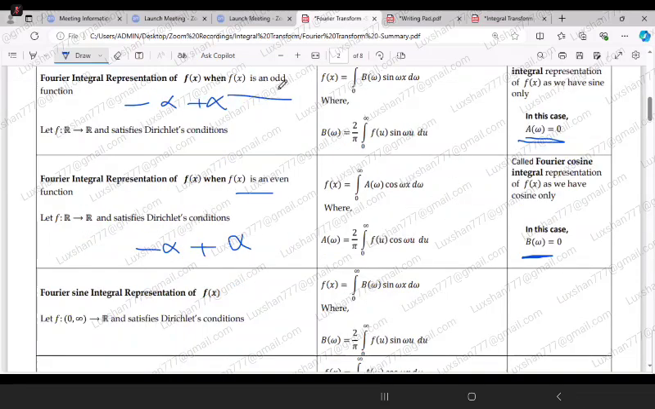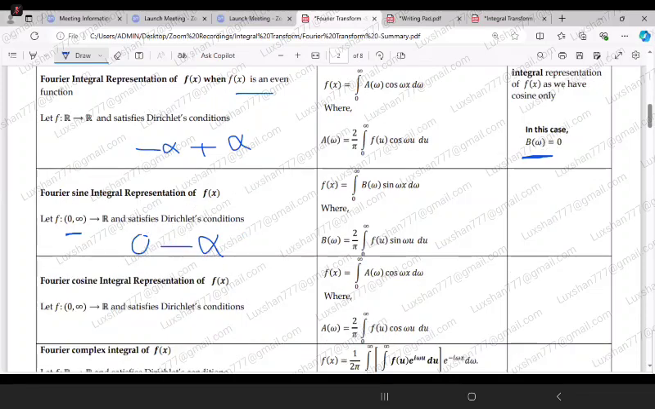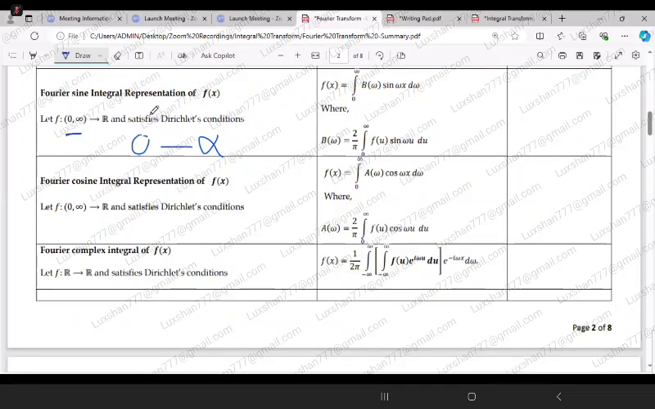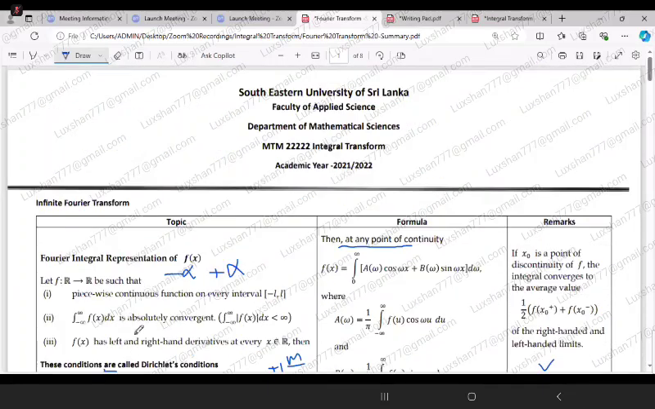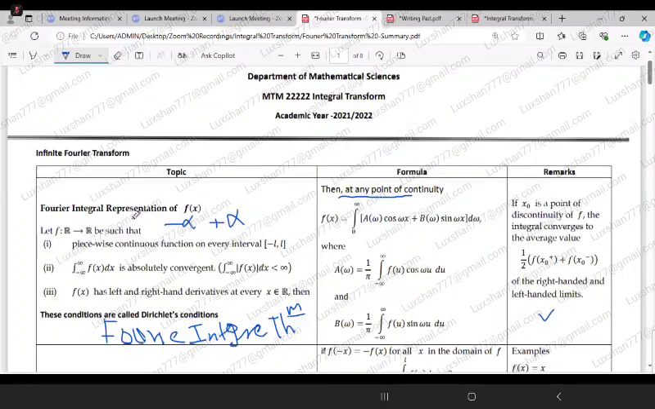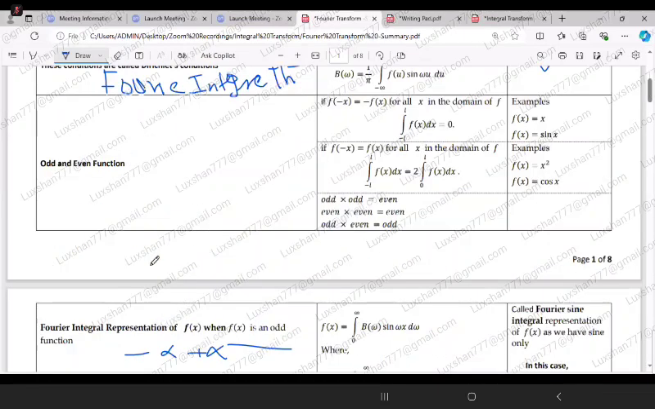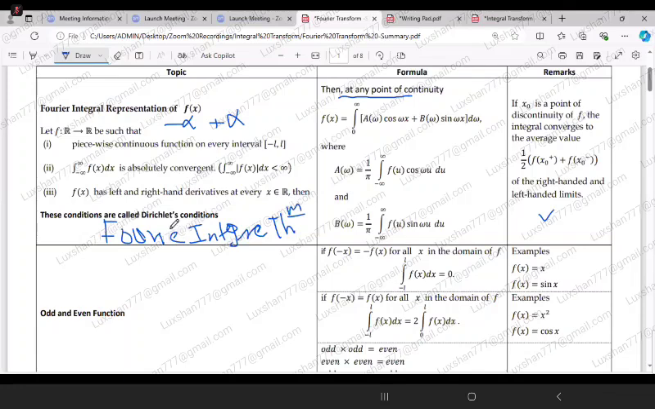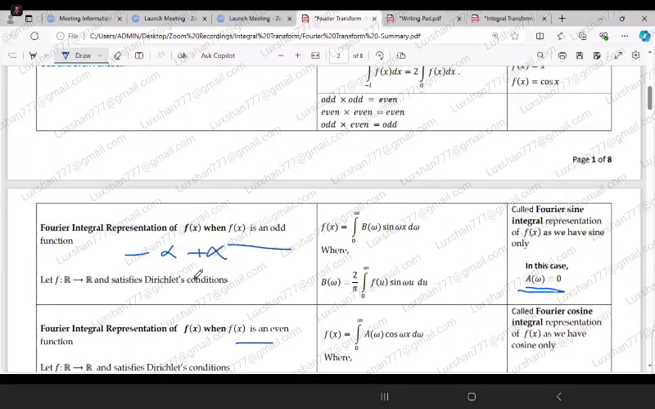Now here the function is neither odd nor even, but it is defined in the range 0 to infinity. Then we can define the sine integral and we can define the cosine integral. This condition we call the Dirichlet condition. These are the conditions required for the existence of the Fourier transformation. That is why I keep putting it every time: satisfying the Dirichlet condition.